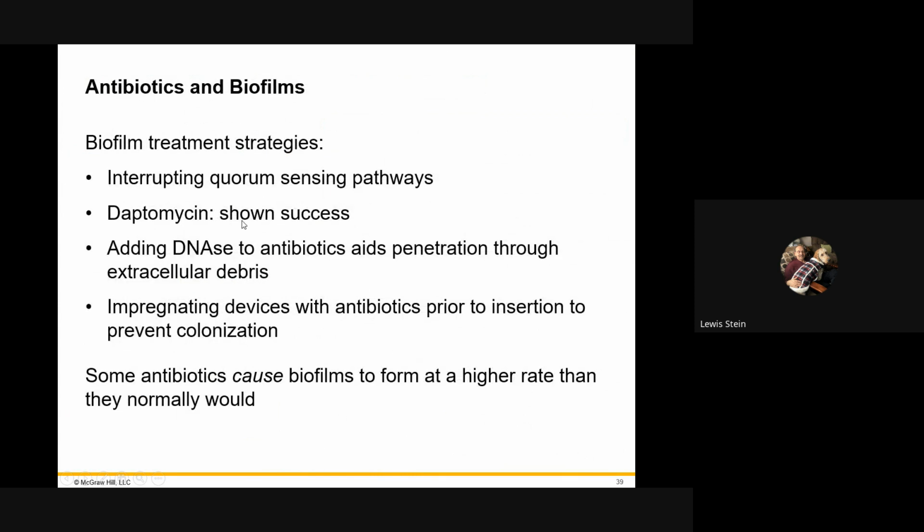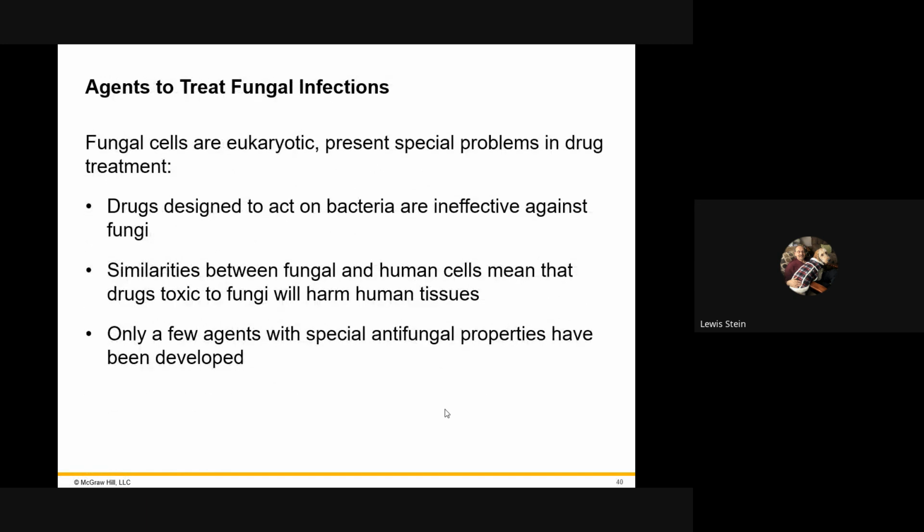So there's lots of different things. This is an agent called daptomycin. That's one of those we don't use a whole lot, because it has so many problems associated with it. So there are different things involved.